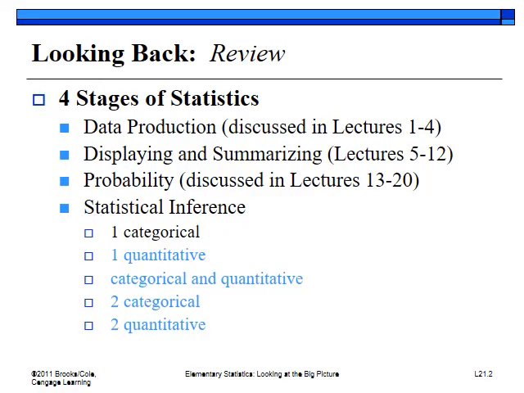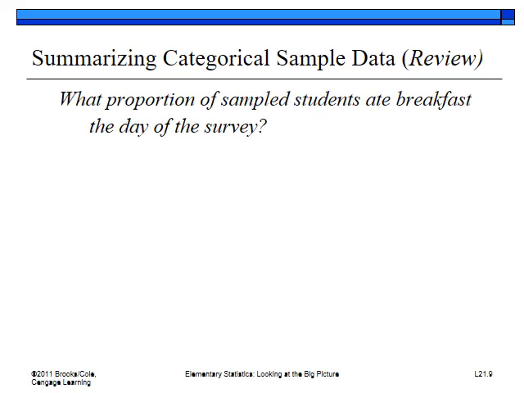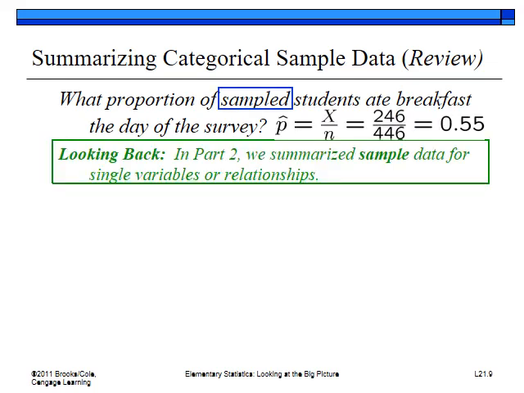In the 4 stages of statistics, we're now in statistical inference, and we're talking about one categorical variable. So let's review how we summarize a categorical variable. In the student survey, we can compute what proportion of students in the sample ate breakfast on the day of the survey. This is how we summarize the data for a categorical variable.